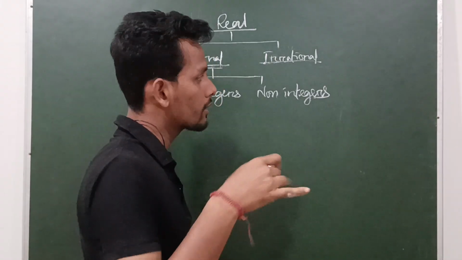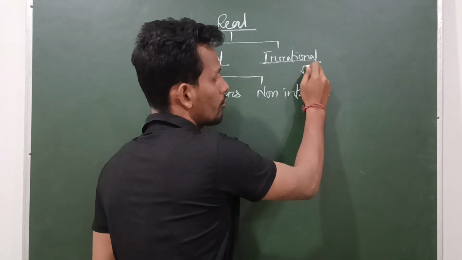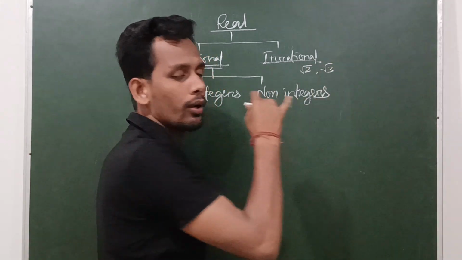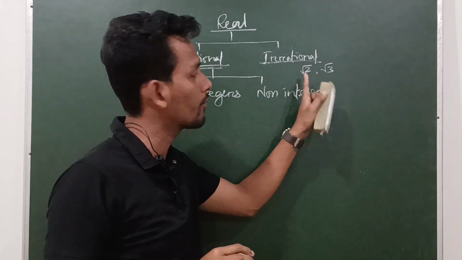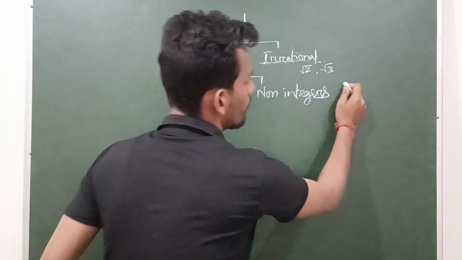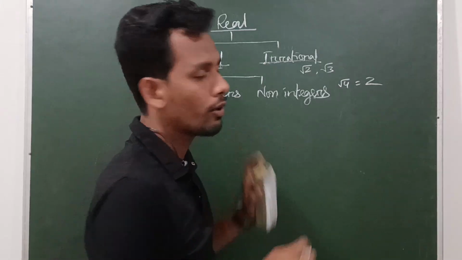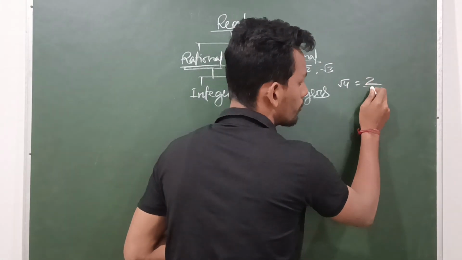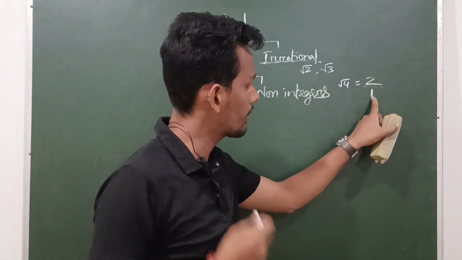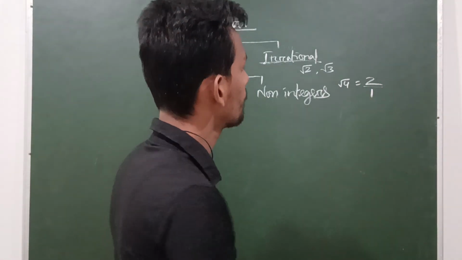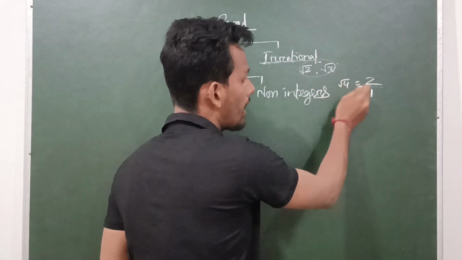I will explain the examples later, but now I will give you some. Irrational numbers are, say, root over 2, root over 3, all the square root numbers whose values cannot be found directly. Say square root of 4. You can write the value of square root of 4 as 2. So it is a rational number because we can write it in the form 2 by 1, p by q, where both are integers and q is not equal to 0.